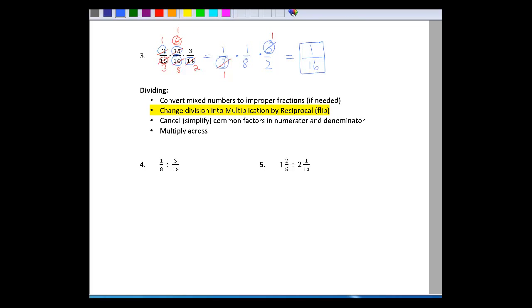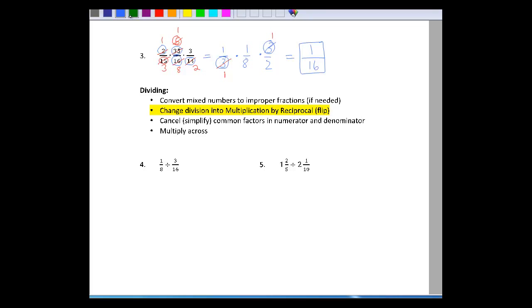The steps for dividing are basically the same as the steps for multiplying, with one step extra. After you convert your mixed numbers to improper fractions, you need to change the division operation into multiplication. And you need to remember that dividing fractions is the same as multiplying by the reciprocal of that fraction. And reciprocal means you flip the numerator and denominator. So let me just show you a couple of examples here.